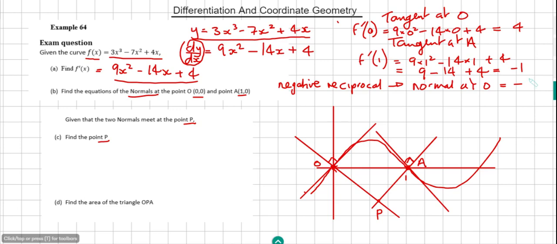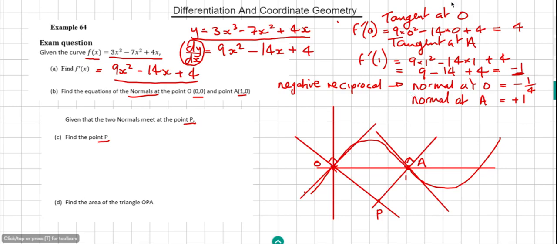So the gradient of the normal at O is minus 1/4, and for the normal at A, since the gradient of the tangent at A was minus 1, if we take the reciprocal of that, it'd still be minus 1, but we're going to take the negative reciprocal, which is going to be plus 1. So that is the two gradients of the normals.